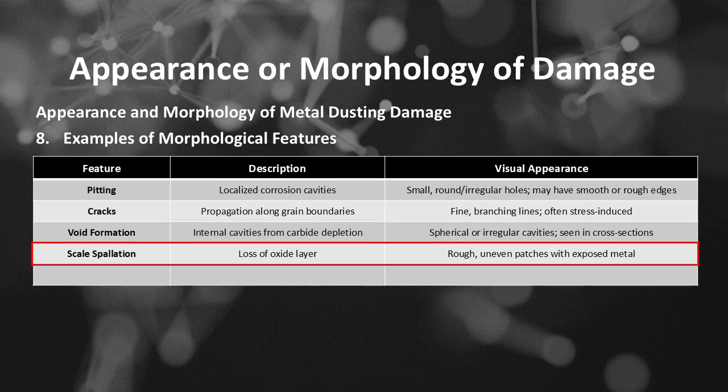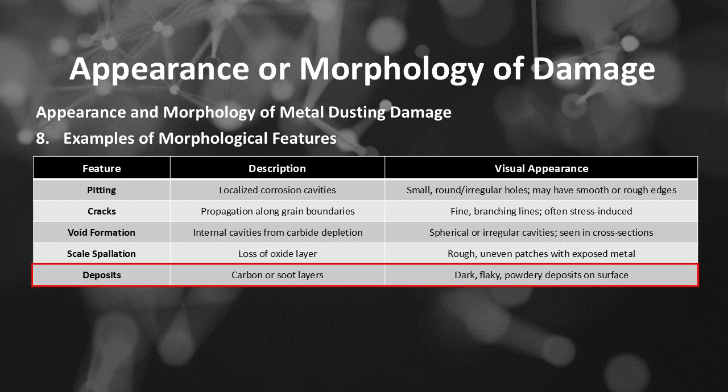If the feature is scale spallation, that is described as loss of oxide layer, then the visual appearance is commonly rough, uneven patches with exposed metal. If the feature is deposits, that is described as carbon or soot layers, then the visual appearance is commonly dark, flaky, powdery deposits on the surface.